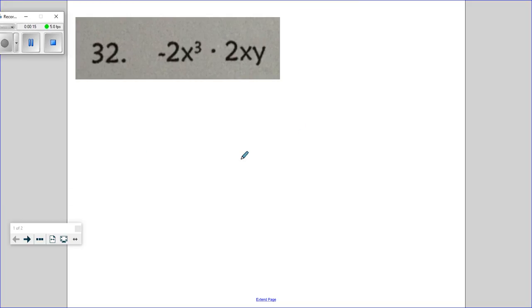So this goes to basically the fundamentals of multiplication. Negative 2x to the third times 2xy. Well, if you expand this, it's negative 2 times x to the third, which means times x times x times x, so negative 2x to the third is negative 2 times x times x times x, times this 2 up here times x times y.